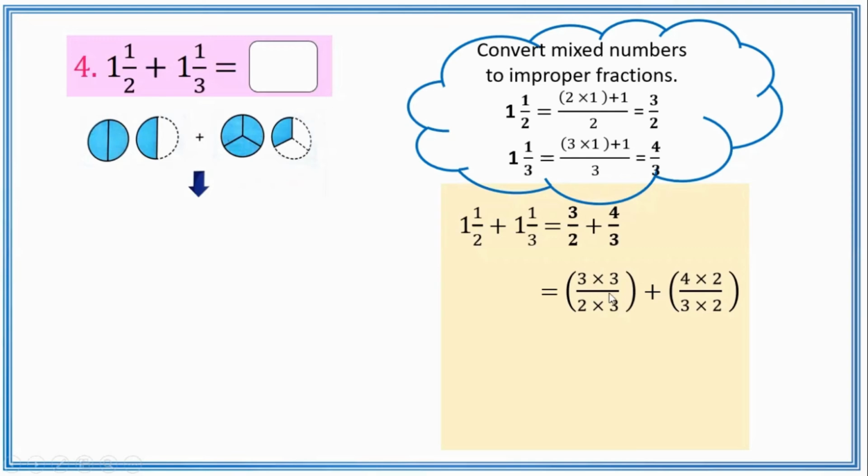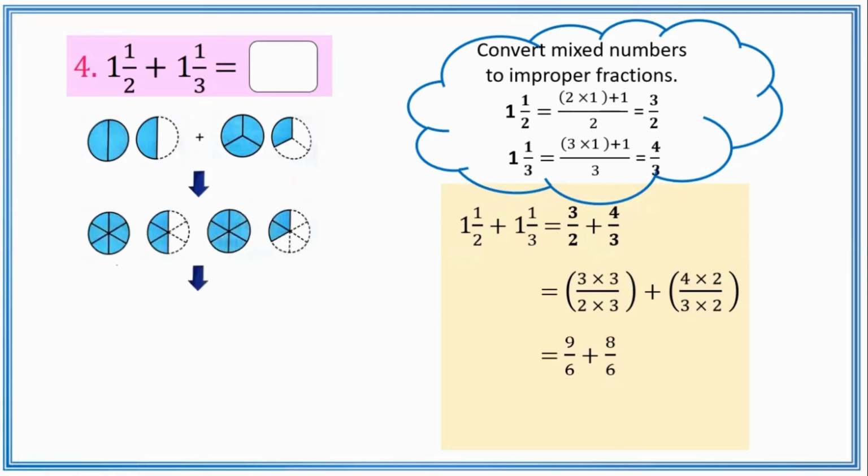And 3 times 3 is equal to 9. 2 times 3 is equal to 6. Plus 4 times 2 is equal to 8. And 3 times 2 is equal to 6. So as you can see, 1 and 1/2 is equal to 9 out of 6. 1 and 1/3 is equal to 8 out of 6.